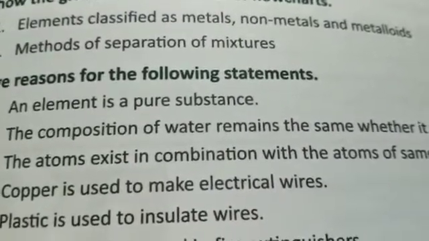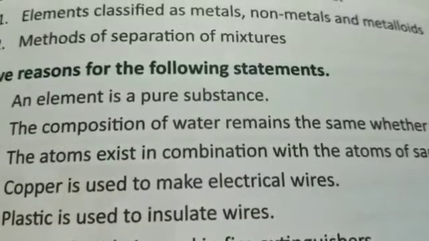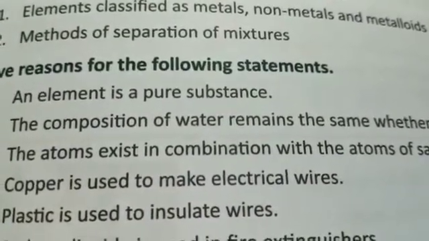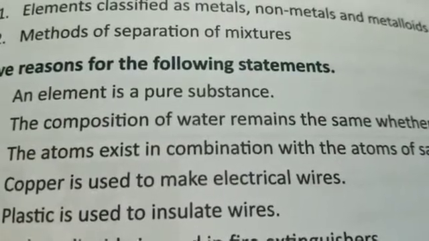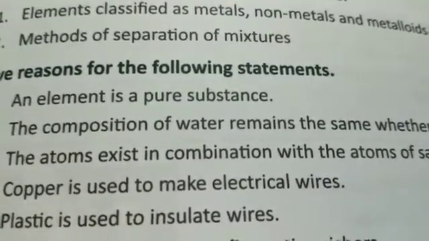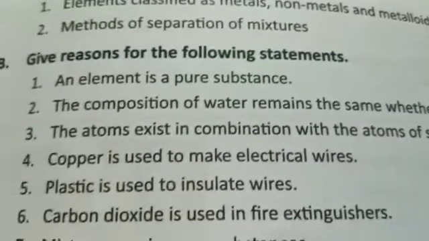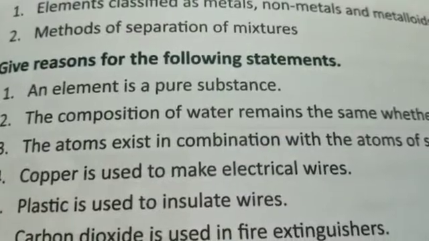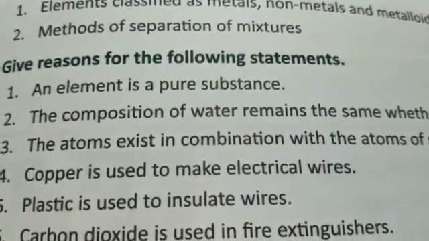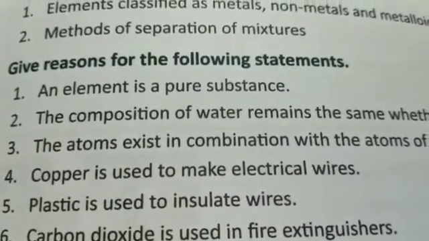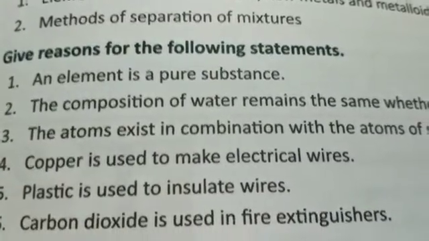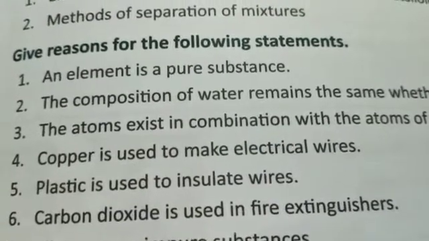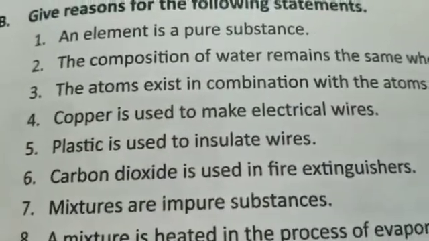So when they make molecules, they either combine atoms of the same type to make molecules of elements, or make molecules of compounds. Copper is a good conductor of electricity, so it is used to make electrical wires. Plastic is a very bad conductor of electricity, so it is used to insulate wires. Carbon dioxide doesn't support burning, so it is used as a fire extinguisher.